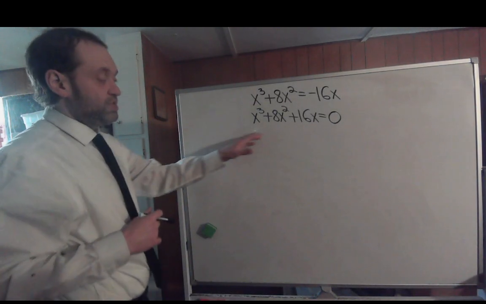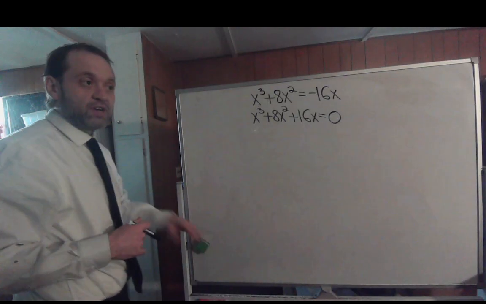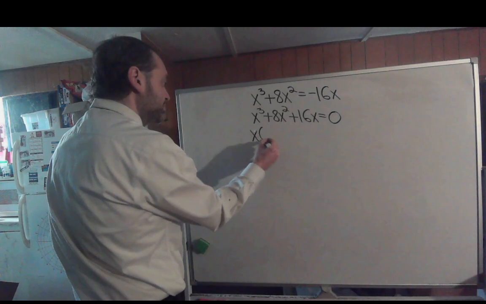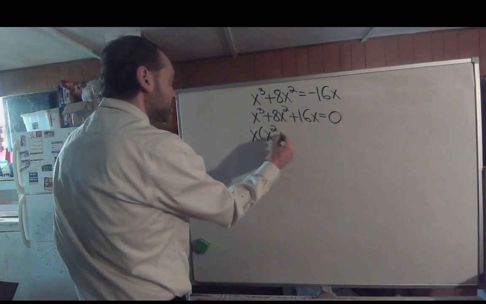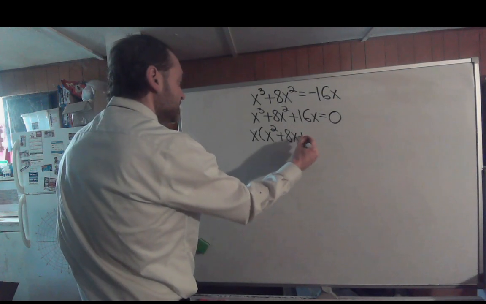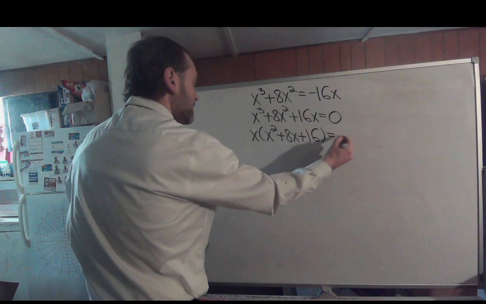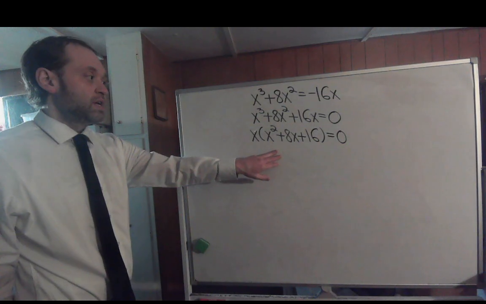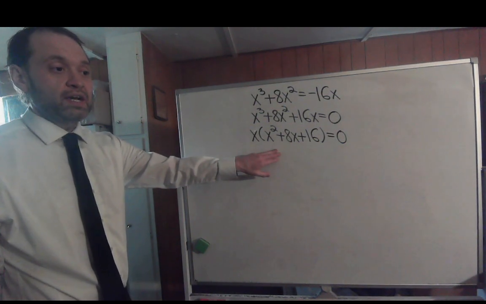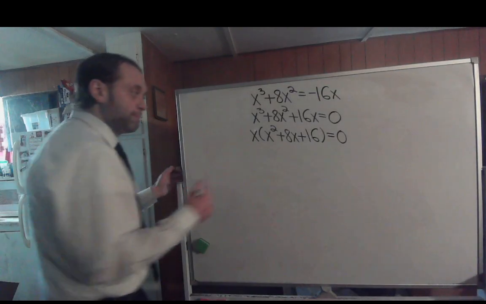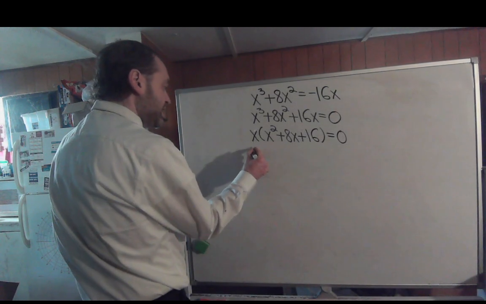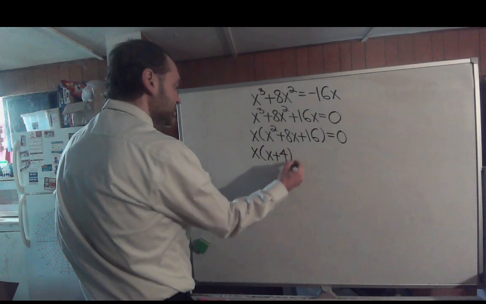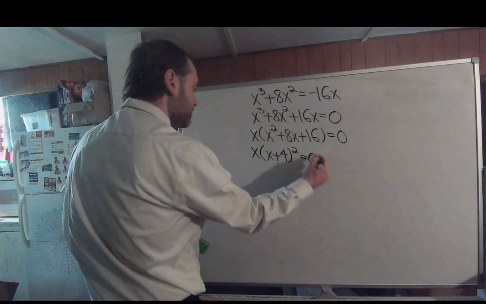Well, now we notice between the three terms on the left, we can factor out a common x, right? So you'll end up getting x times the quantity of x squared plus 8x plus 16 equals 0. Well, let's look at the quadratic factor. Clearly that's a perfect square trinomial, right? So this will factor into x times the quantity of x plus 4 raised to the second power would equal 0.